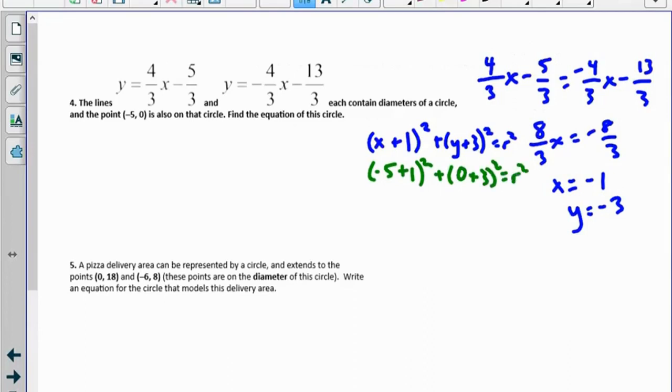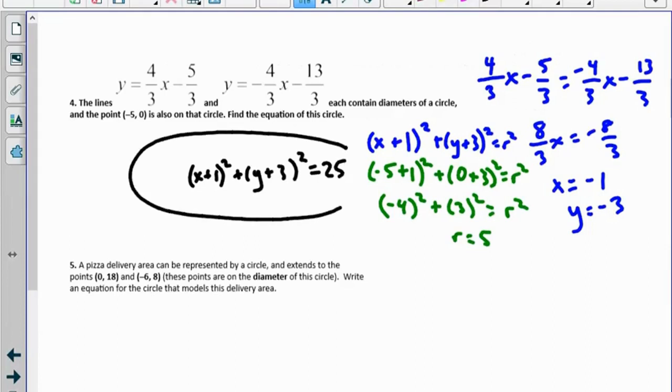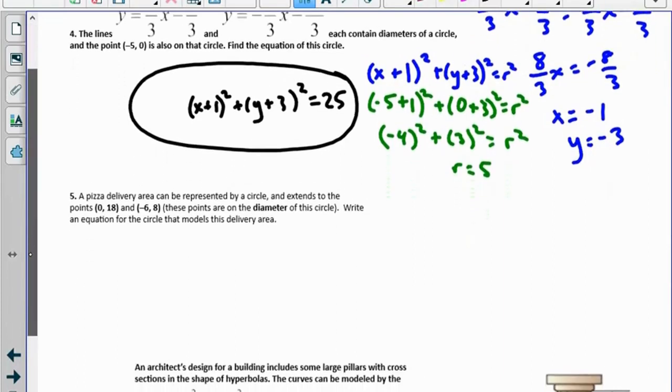Let's continue to solve. So negative 4 squared plus 3 squared equals r squared. We should know that that's a 3, 4, 5. If we were in Pythagorean theorem mode, we would know that that's a 3, 4, 5. So r is equal to 5. And since all it asks for is the equation, we don't have to graph anything. Our equation is x plus 1 squared plus y plus 3 squared equals 25. That's problem 4.